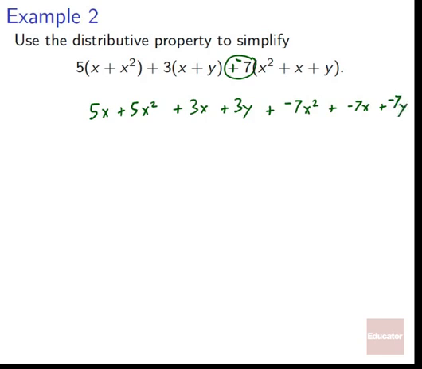We have to make sure we distribute that negative as well. We see a minus, but it means that the negativeness has to be distributed to everything inside of there.